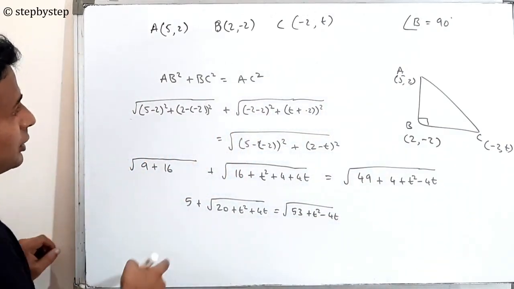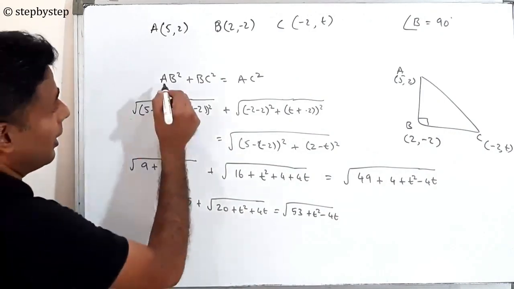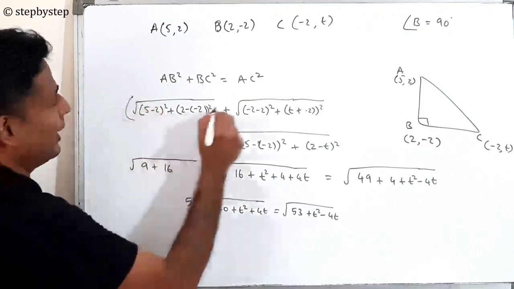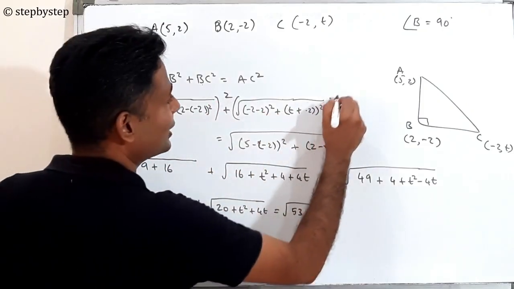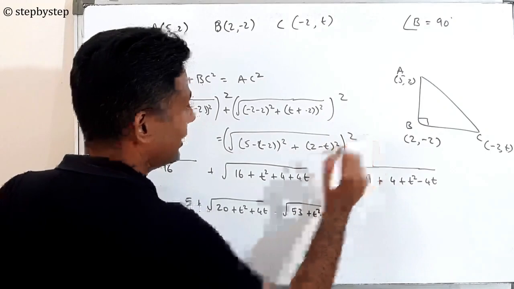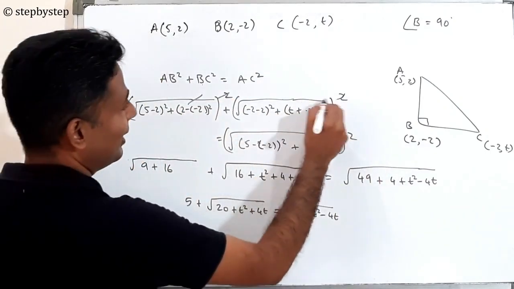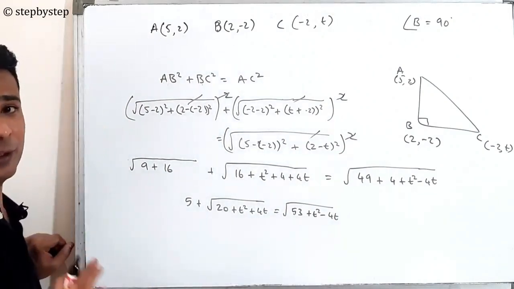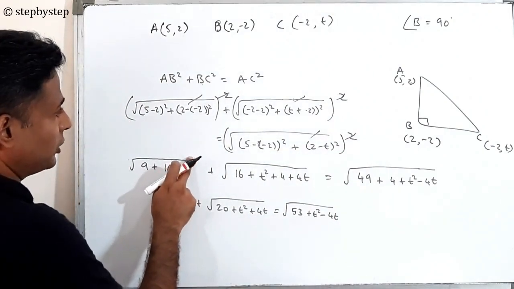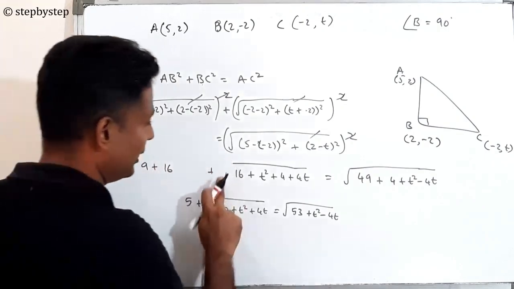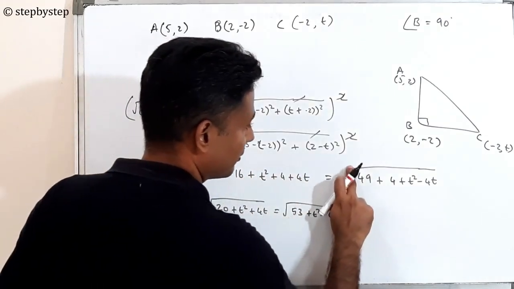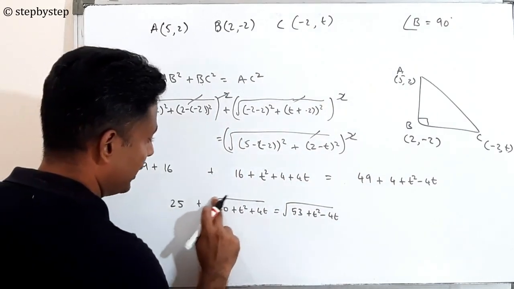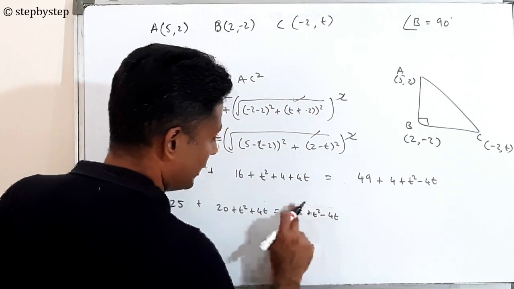Oh, okay guys, actually we did a big boo-boo. This is AB square plus BC square equal to AC square. So actually this is whole square over here, whole square over here, whole square over here. So actually square and square root will cancel, right? See, this is what happens when you do things in a hurry. So actually this square root is non-existent, which means this does not become 5, this becomes 25, and this square root is non-existent.